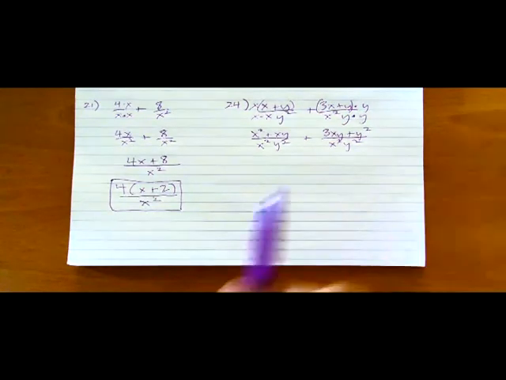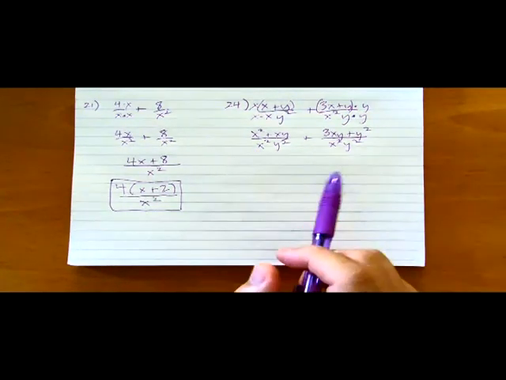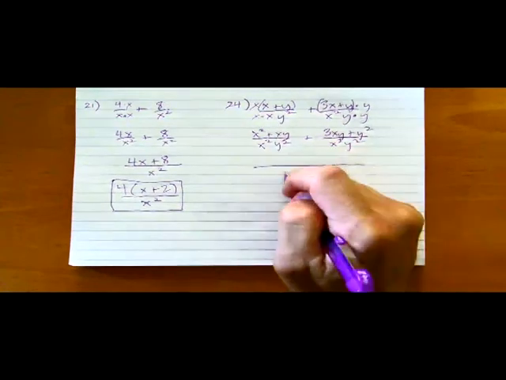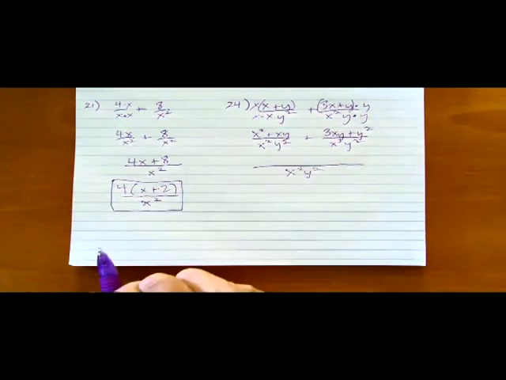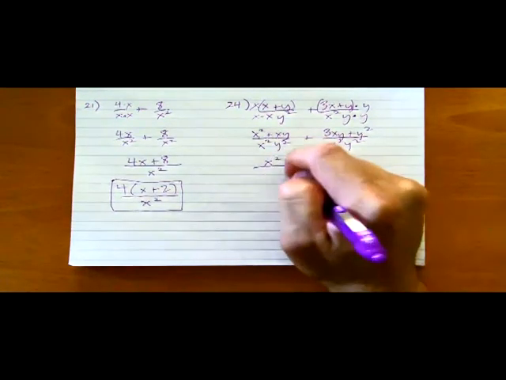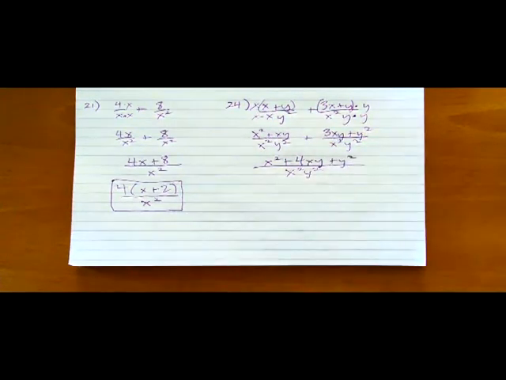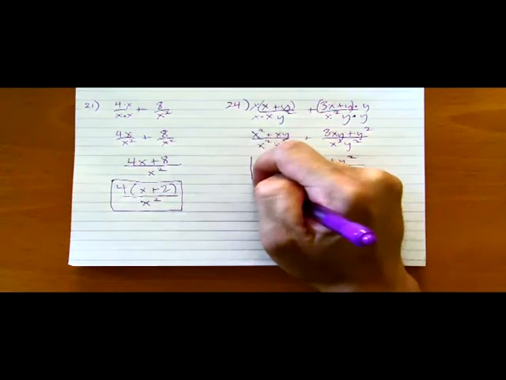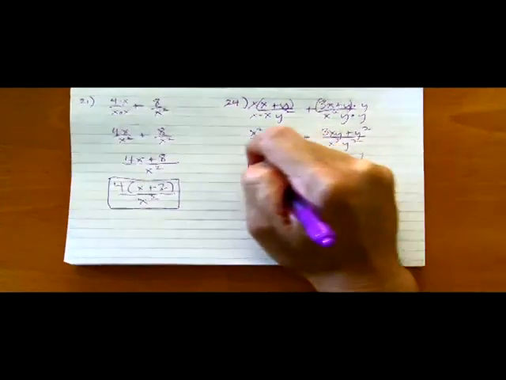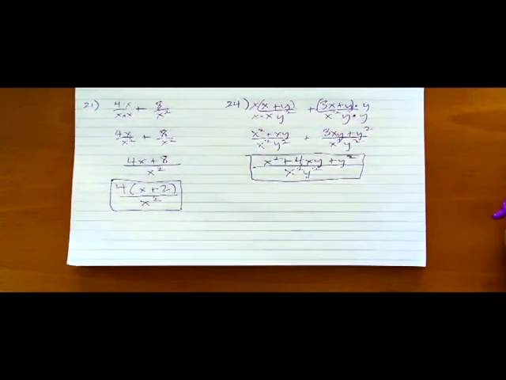Now that the denominators match, we can combine the terms into one fraction. x squared y squared is our denominator, and that gives us x squared plus 4xy plus y squared on top. If we can factor the top, then we can do some canceling. Nothing? Okay, that's it then. We can't factor the top, and we can only cancel factors, so there's nothing left to do. This is our solution for 24.